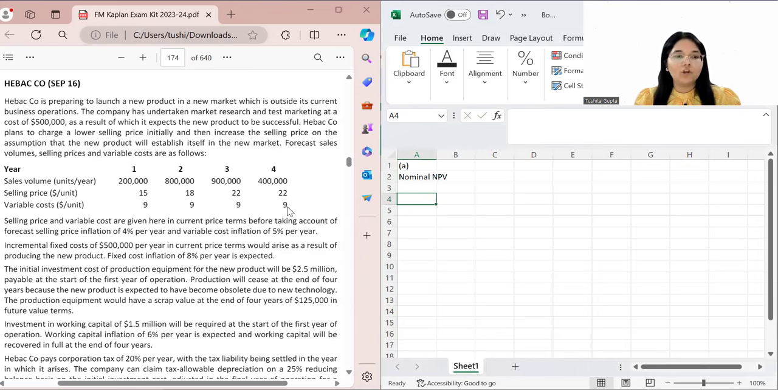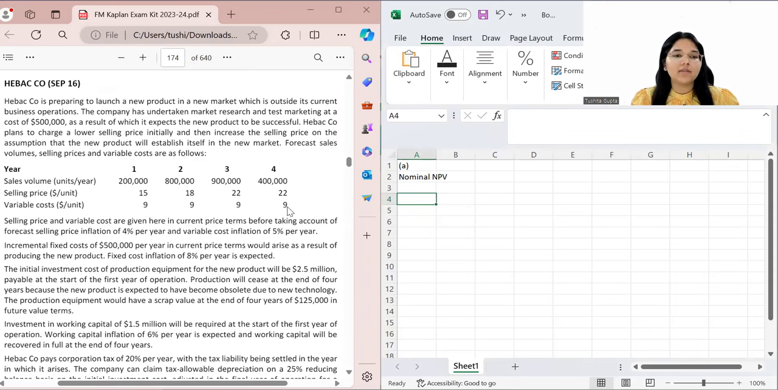Right, so I have the information. Hebac company is preparing to launch a new product in a new market, which is outside its current business operations. The company has undertaken market research and test marketing at a cost of $500,000, as a result of which it expects the new product to be successful. Hebac plans to charge a lower selling price initially and then increase the selling price on the assumption that the new product will establish itself in the new market. Forecast sales volumes, selling prices, and variable costs are given to you for 4 years.